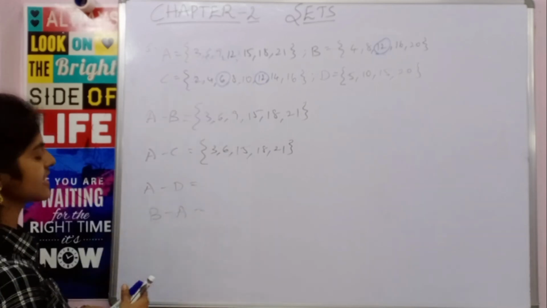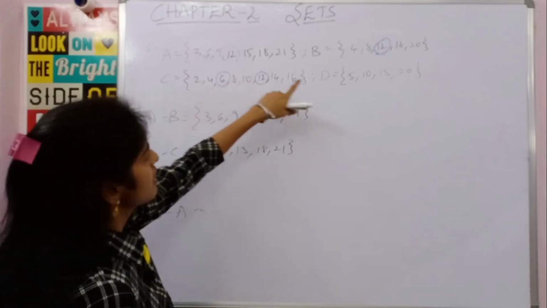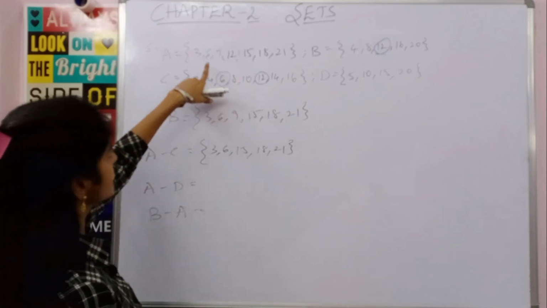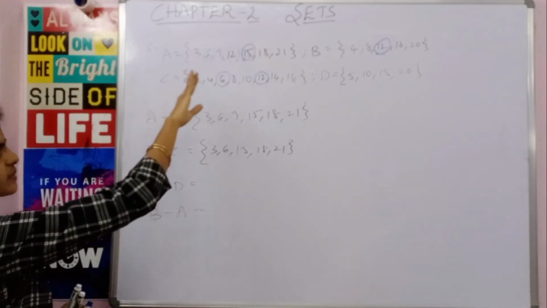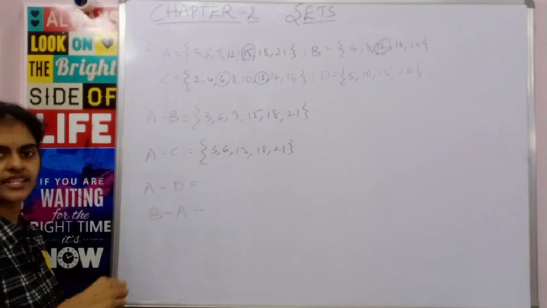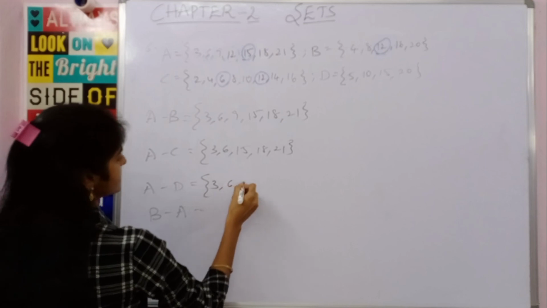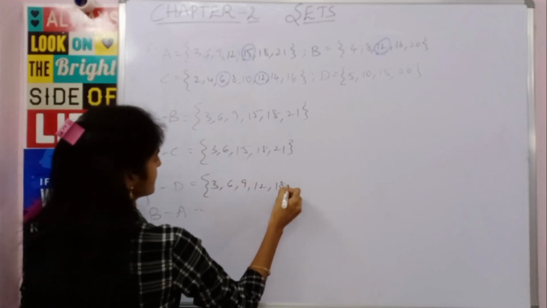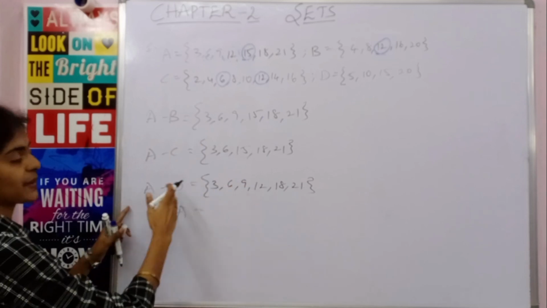Now what is A minus D? Here in A minus D you will find the common elements of A and D. You have 5, 10, 15, 20 in D. So here you see you have 15 as common. So you will remove 15 from A and you will write all the other elements of A. So A minus D is 3, 6, 9, 12, 18 and 21. Remove 15 because it is A minus D.